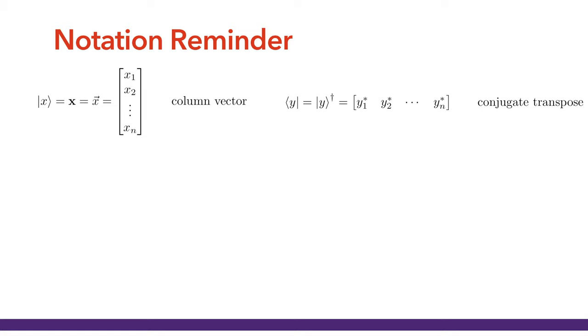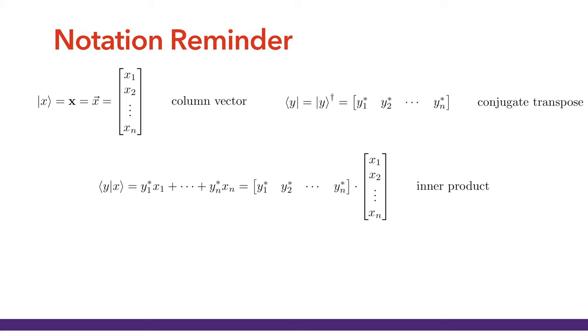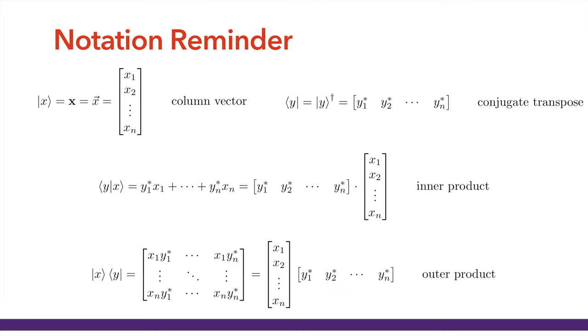As a notation reminder, ket x is simply a column vector. Bra y is a conjugate transpose of it, and the bra is an arrow pointing the other way. Note that both ket and bra are simply notation for vectors. It's no different than putting an arrow over the label for the vector. Then bra y ket x denotes the inner product between y and x, and if the arrows are pointing toward each other, that denotes an outer product. Or if x is equal to y, then it's easy to see that this is exactly a projection operator that projects onto x.